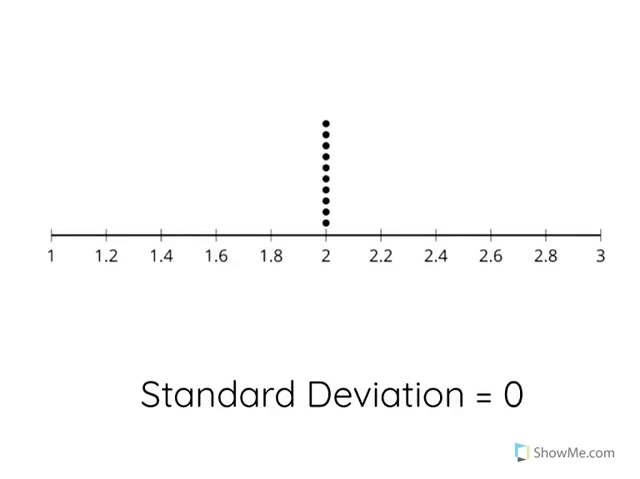Taking a look at this last graph right here, the standard deviation for this graph is going to be 0. And the reason why is because our mean is 2, but all of the data points are at 2. Remember, standard deviation is the average distance that the data points are from the mean. So if all your data points are on the mean, there's no distance. So therefore, the standard deviation is 0.